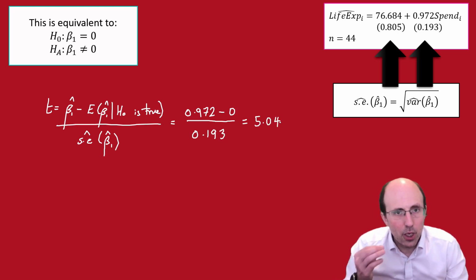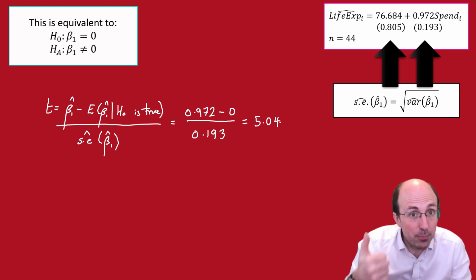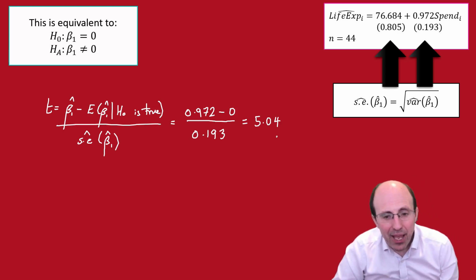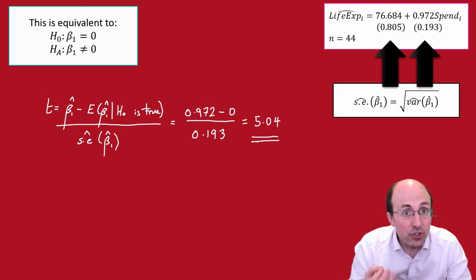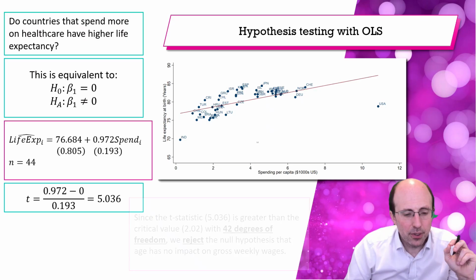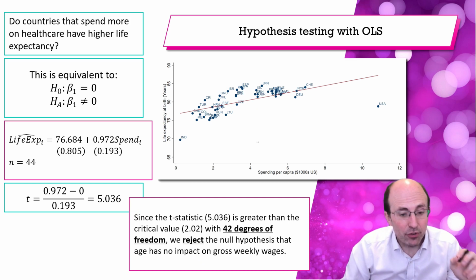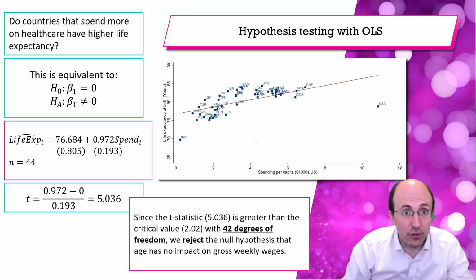5.04. We have 44 observations, but we've lost 2 degrees of freedom by estimating a beta 0 hat and a beta 1 hat, so we've got 42 degrees of freedom. We would need to compare this t-statistic with the critical value from the t-distribution with 42 degrees of freedom. Now, with 42 degrees of freedom, the critical value at the 5% significance level is approximately 2.02. Because our t-statistic is larger than that critical value, we can reject the null hypothesis that spending on healthcare has no impact on life expectancy.